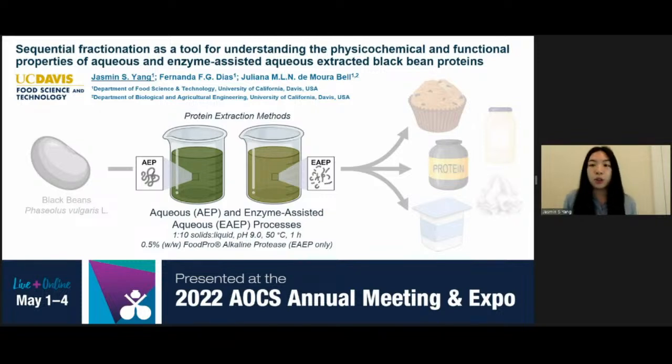AEP is considered the traditional protein extraction method, while EAEP is a useful strategy that uses the same extraction conditions and setup as AEP, just with the addition of enzyme. In our process specifically, we used 0.5% of a commercial alkaline endoprotease, which has been demonstrated to improve protein extractability and functionality in previous work in our lab. In our lab scale processes, the AEP and EAEP achieved 75 and 81% total protein extraction, respectively.